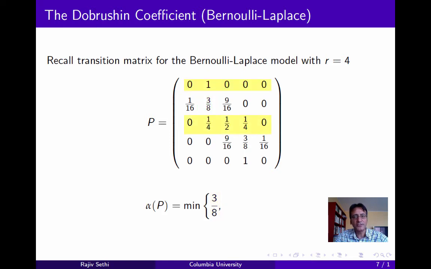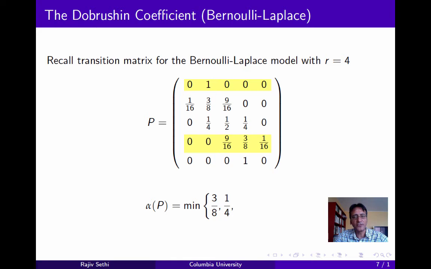Now let's look at the first row and the third row. We're going to do the same thing for this pair. For the first column, the smallest entry is 0. For the second column, it's 1/4. For the third, fourth, and fifth column, again we have 0. So the number we get in this case is 1/4.